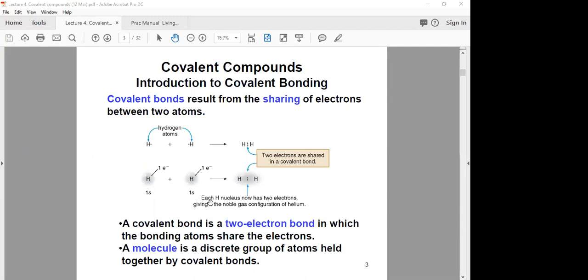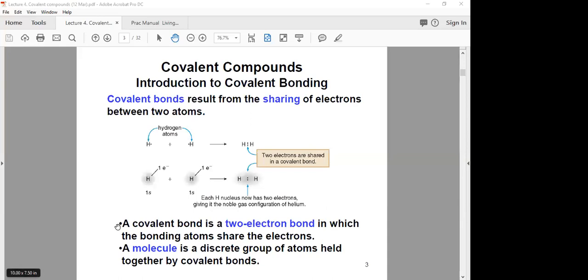All right, we can also see here that as a result of that bonding between the 2 hydrogens, each hydrogen nucleus now has 2 electrons surrounding it, and this gives it the noble gas configuration of helium. And helium is particularly stable because it has that 1s2 electronic configuration.